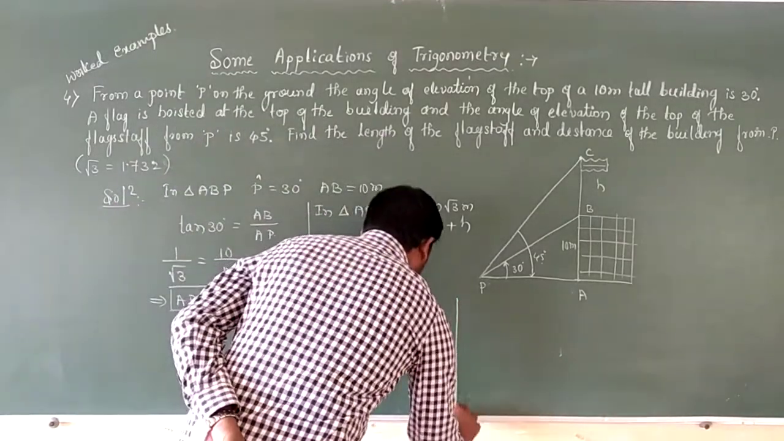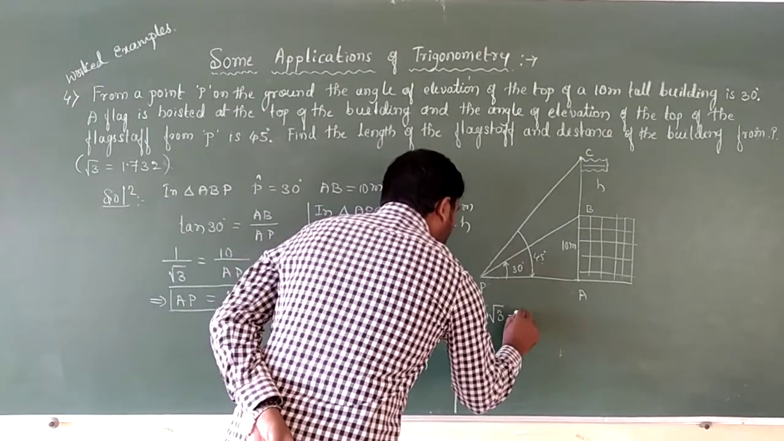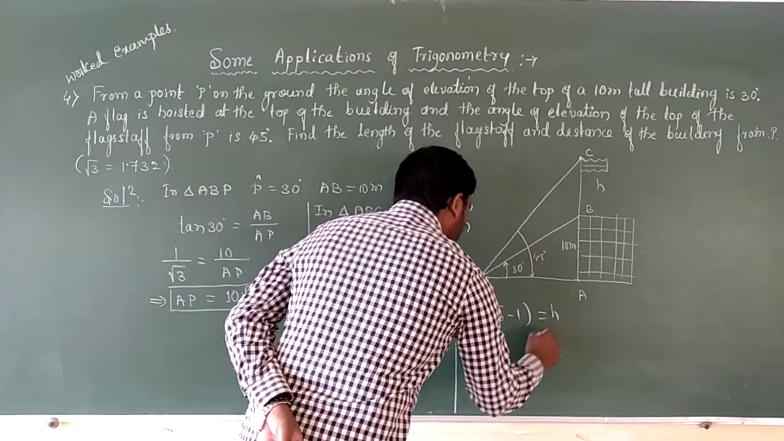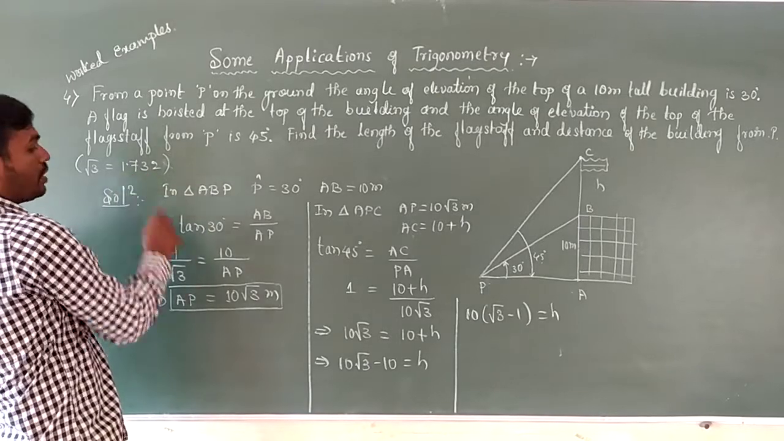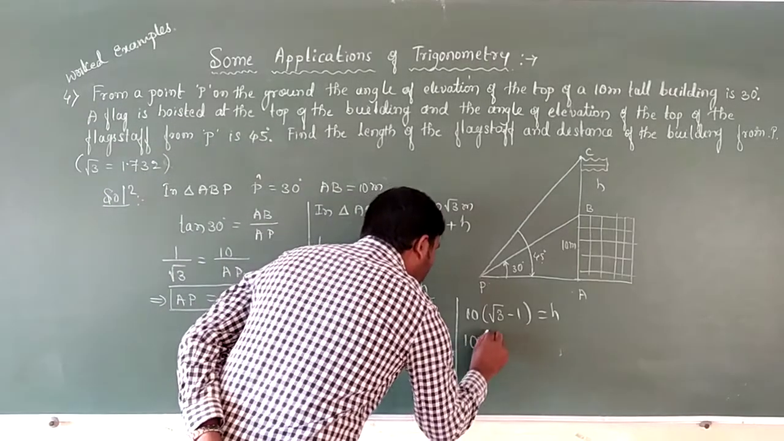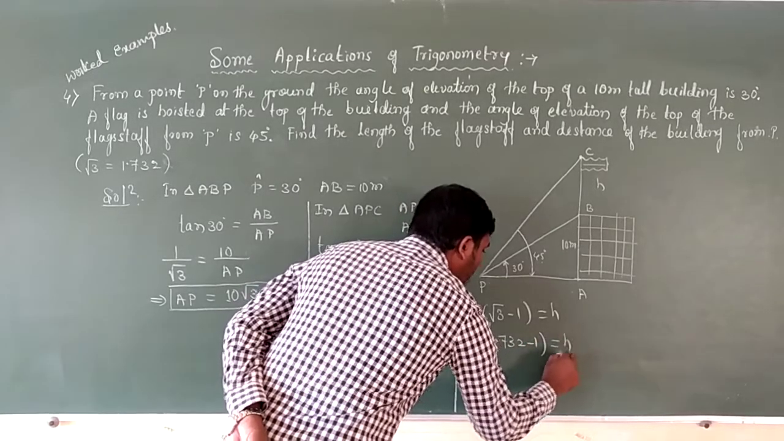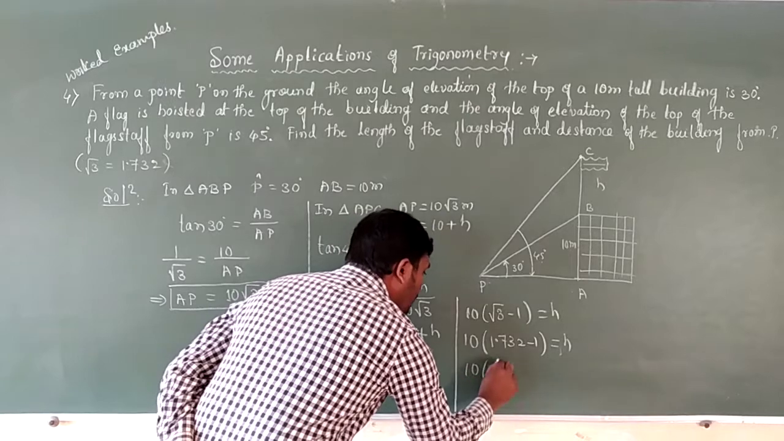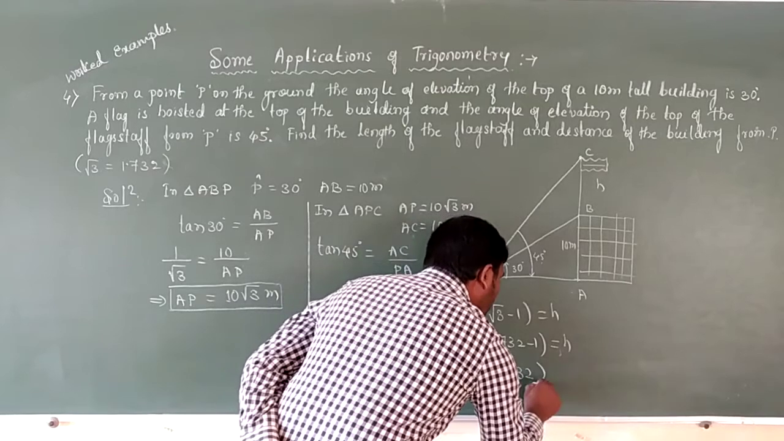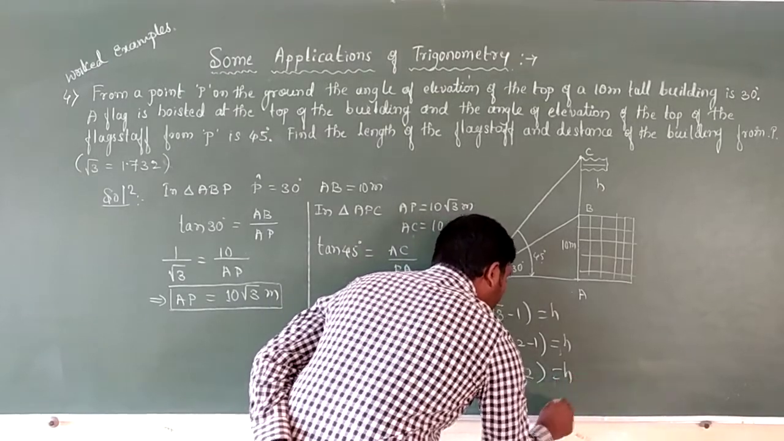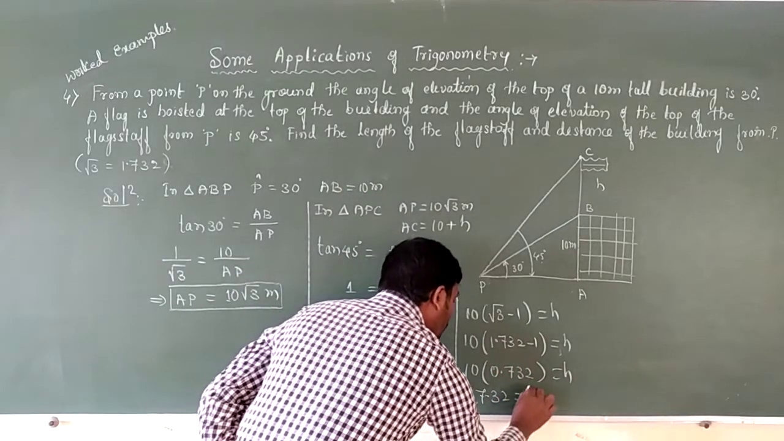So simplify this again, children. Here we will take 10 common outside: 10 into root 3 minus 1 is equal to H. Here we know the value of root 3, it is 1.732. So 10 into 1.732 minus 1 is equal to H. Simplify this again: 10 into 0.732 is equal to H. When we simplify this, it gives 7.32 is equal to H.